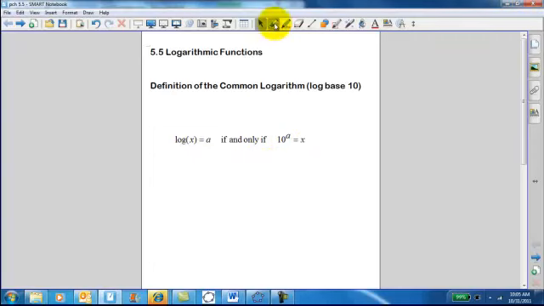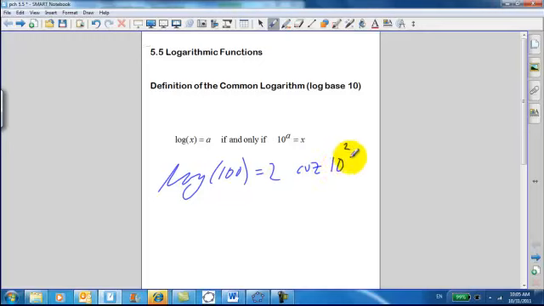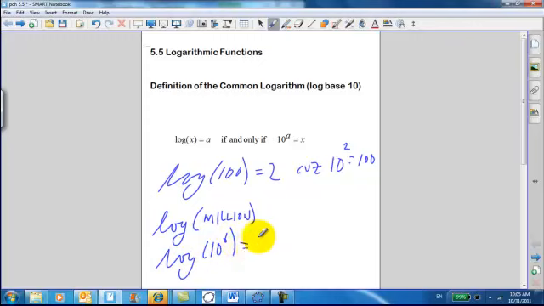So when we look at the common log of 100, that's equal to 2, because 10 squared equals 100. And the common log of 1,000,000, otherwise known as 10 to the 6th, will equal 6, because 10 to the 6th equals 1,000,000.